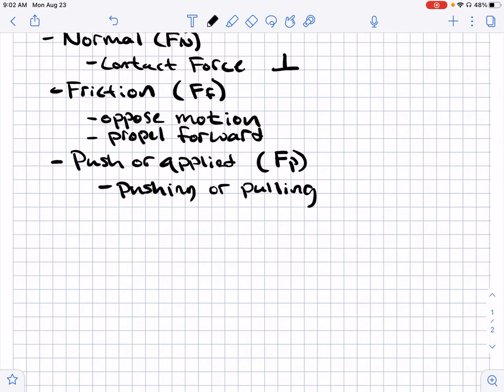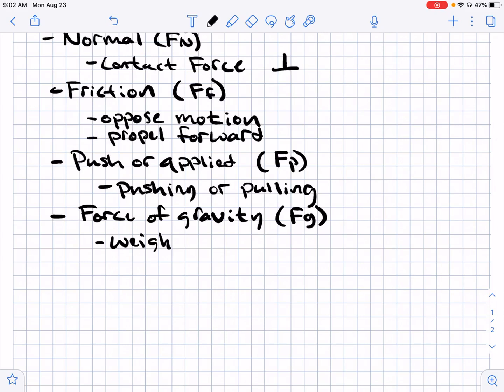Another common one is the force of gravity, or gravitational force. We use F subscript G. This force, the gravitational force, is basically the weight of an object. Now you're probably used to weight being in pounds. So if I asked how much you weigh, you'd tell me how many pounds you weigh. But in physics, for the weight of an object, we use newtons.